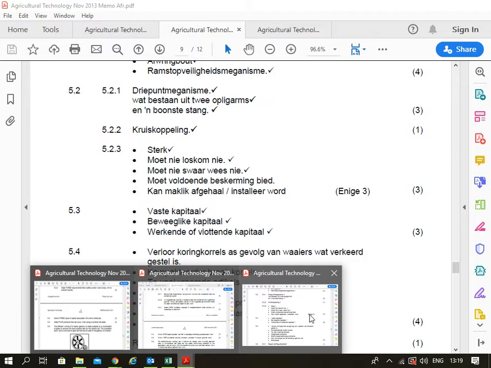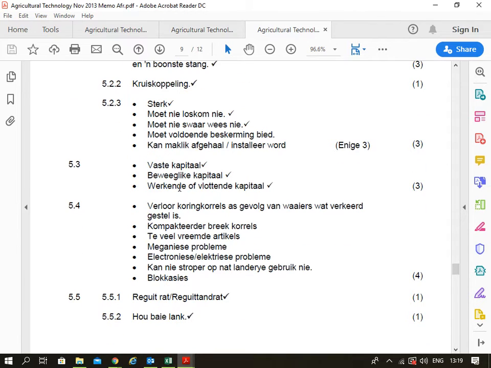Here come the business studies guys. Fixed capital, movable capital and working or floating capital. So it's our 3 types of capital we have. Fixed capital. How can I not remember the other 2? Yes, it is moving capital. And then also capital we need to run the business. I know this is part of process capital.